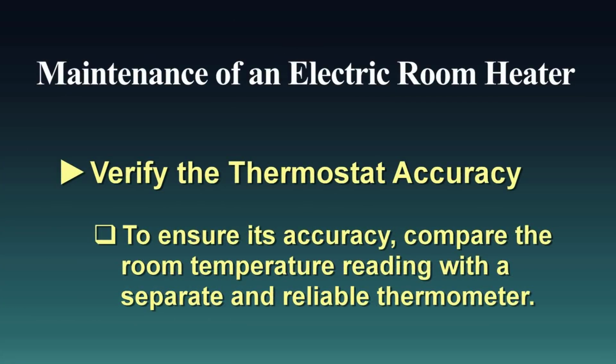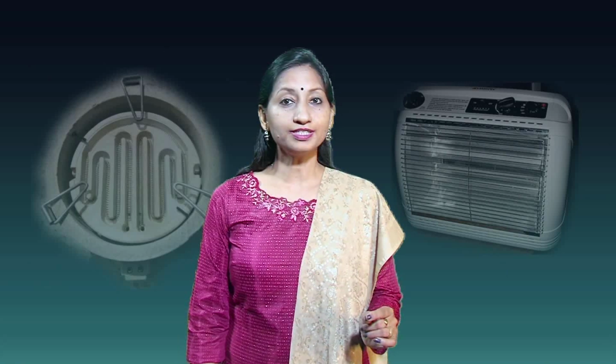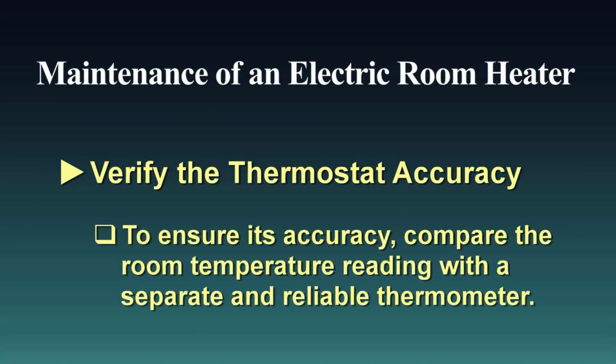Verify the thermostat accuracy. The thermostat in an electric room heater controls the temperature setting. To ensure its accuracy, compare the room temperature reading on the heater's display or control panel with a separate reliable thermometer. If there are any significant discrepancies, we may need to calibrate or replace the thermostat.